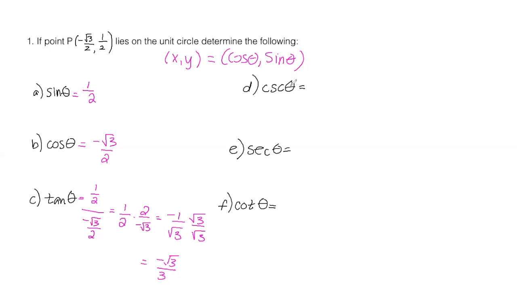So cosecant is the reciprocal of sine. If sine was 1/2, that means cosecant is 2. Secant is the reciprocal of cosine. So if I flip this guy, I get negative 2 over radical 3, which I am going to rationalize. So I'm going to multiply this function by rad 3 over rad 3. I get negative 2 rad 3 over 3.